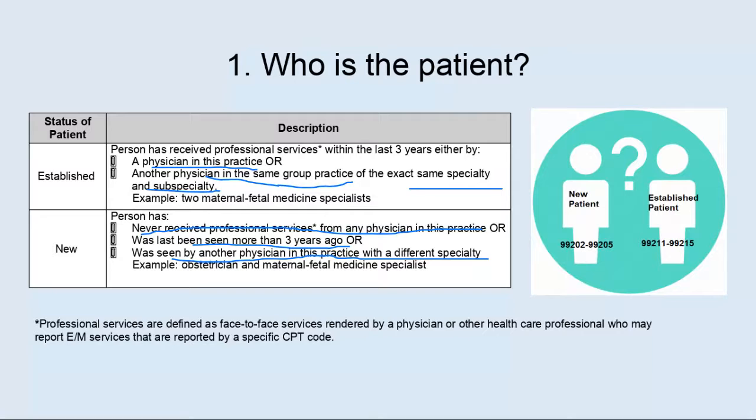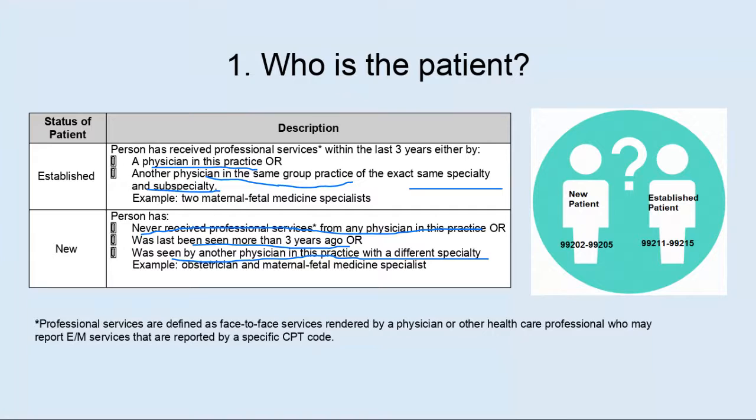Note the 3-year requirement to go from an established patient back to a new patient. At this time, the patient becomes a new patient again. So they may have been seen in this practice, but if they're not seen for more than 3 years and they come back, they're coded as a new patient. This is because after the 3 years, the history and examination may have changed, and more time in medical decision making is needed to evaluate the patient.